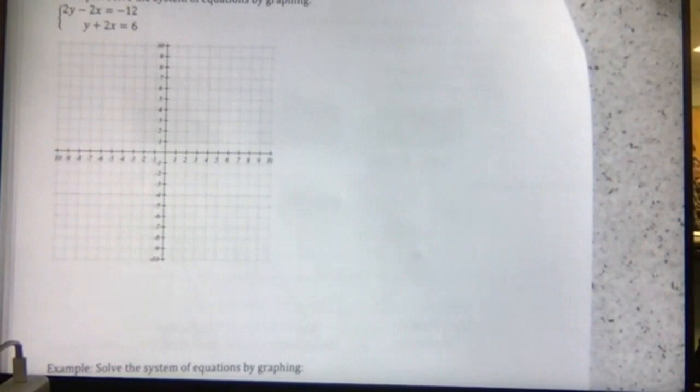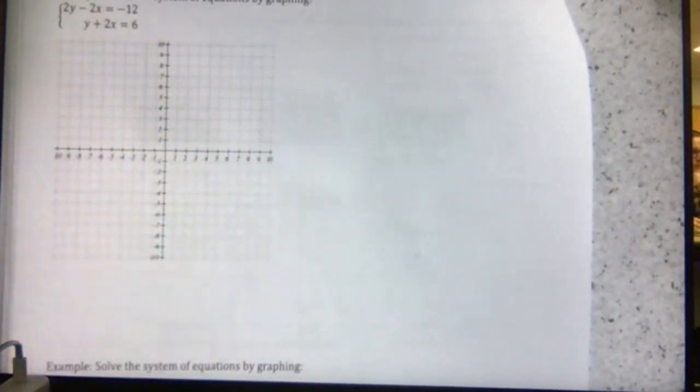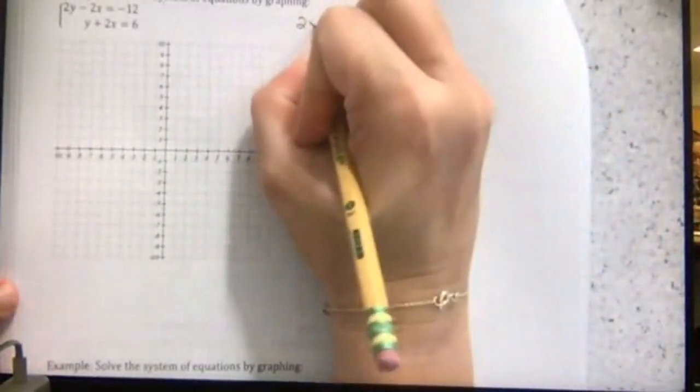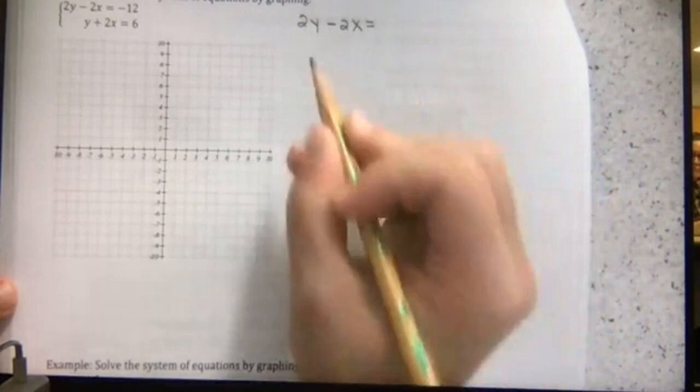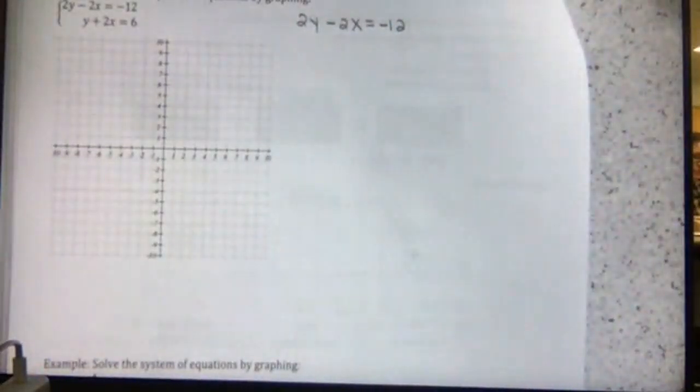Our first thing says solve by graphing. This example is straight from the homework. It says solve the system of equations by graphing 2y minus 2x equals -12, and y plus 2x equals 6. So we're going to graph both lines on the same graph right here. And the point where they cross is going to be our answer. So first dealing with 2y minus 2x equals -12.